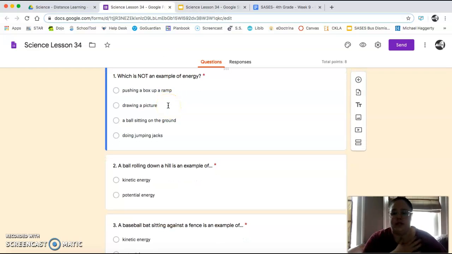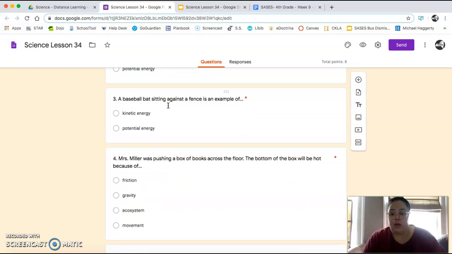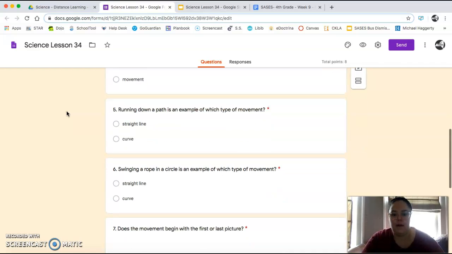Number one, which is not an example of energy. So go back to your vocab and see what energy is again. Number two, a ball rolling down a hill is an example of kinetic or potential. Again, use the vocab. Three, a baseball bat sitting against a fence is an example of kinetic or potential. Four, Mrs. Miller was pushing a box of books across the floor. The bottom of the box will be hot because of. So what is it that makes heat when objects rub together?